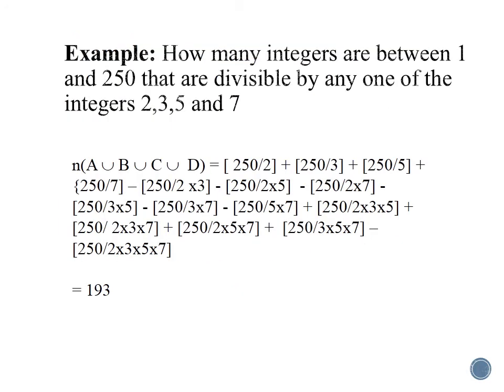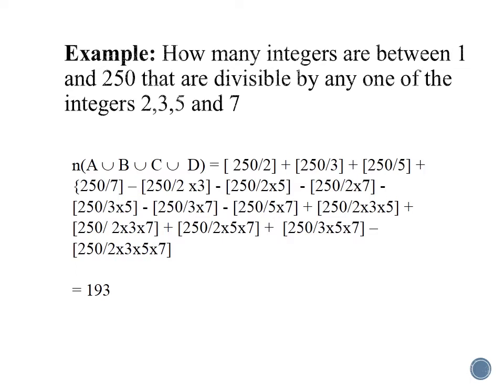Next example. How many integers between 1 and 250 are divisible by any one of the integers 2, 3, 5 and 7? Here also we are applying the principle of inclusion and exclusion for 4 sets. That is, A denotes the set of integers between 1 and 250 that are divisible by 2. B is the set of integers between 1 and 250 that are divisible by 3. C denotes the set of integers between 1 and 250 that are divisible by 5. D denotes the set of integers between 1 and 250 that are divisible by 7.